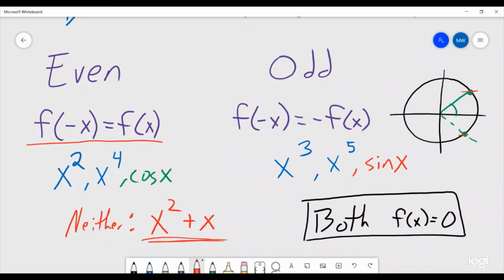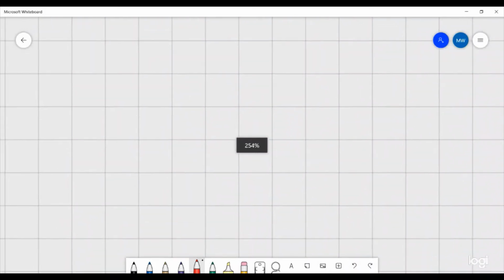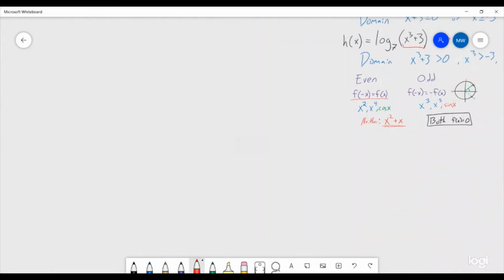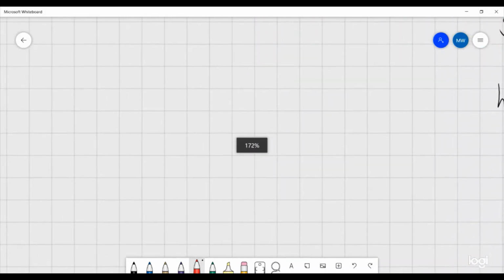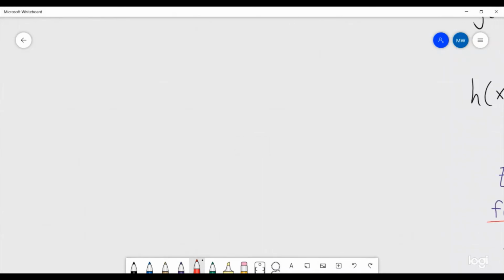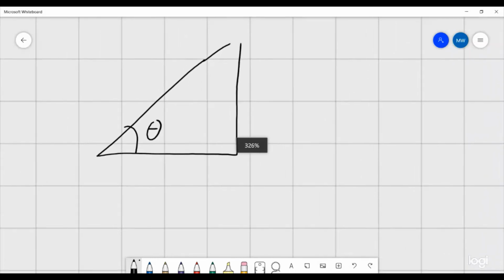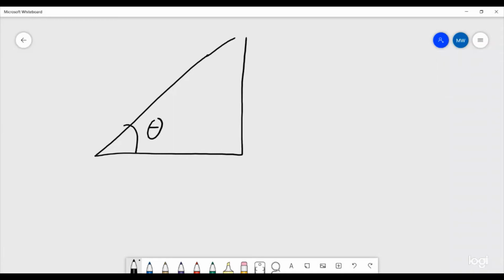Speaking of sine and cosine, let's go through a couple different properties of sines and cosines. So you might remember that if we have some triangle like this, and here's our angle theta, and we label these different sides, this is the hypotenuse, this is the opposite side, and this is the adjacent side.